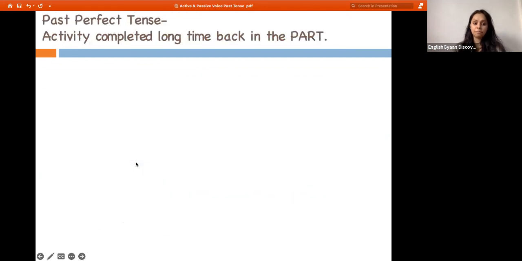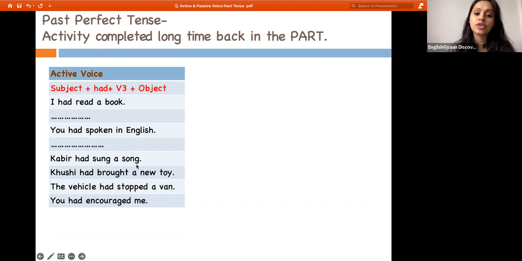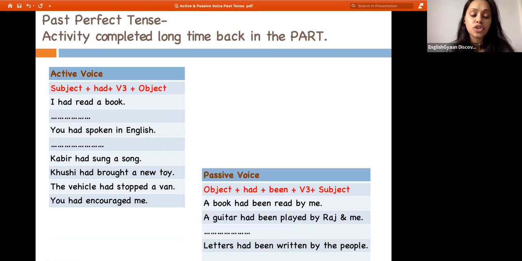Now going to past perfect. Past perfect is activity that was completed a while back. Correct? So over here in active voice, it is going to be subject plus had plus V3. I had read a book. मैं किताब पढ़ चुकी थी. You had spoken in English. तुम इंग्लिश में बात कर चुके थे.